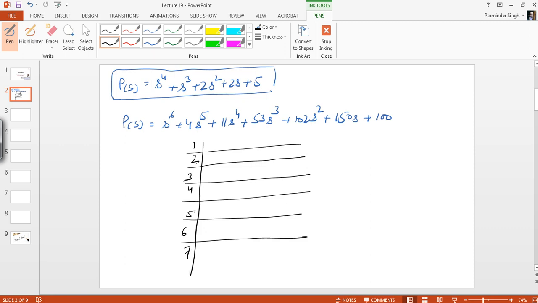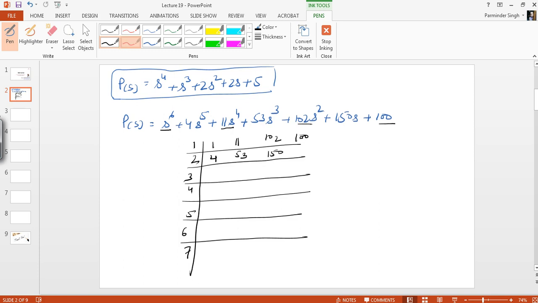Number 2, we'll start with the first row. In the first row the alternate coefficients should be written, starting from the first coefficient, so that is 1, 11, 102 and 100. The leftover coefficients go into the second row, that is 4, 53, 150.